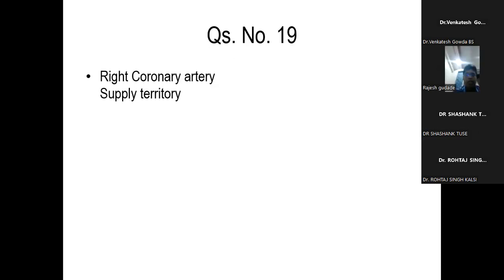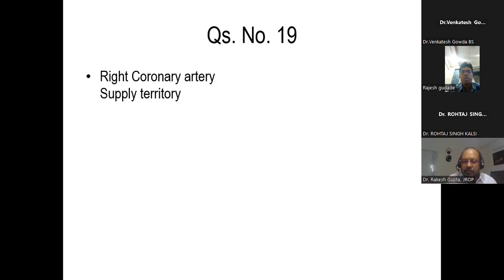Rajesh, what is the supply for the right coronary artery? In a 2-chamber view, as just discussed, it will supply the inferior wall, and in a long axis view, it will supply the LV posterior wall. Then whenever we see the fourth chamber, sir, am I saying correct? You're wrong.